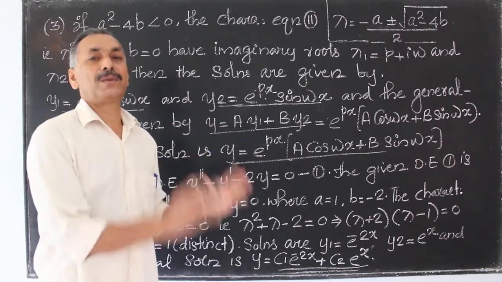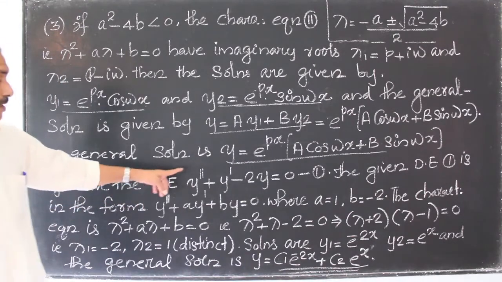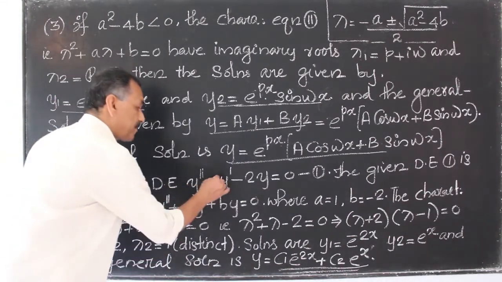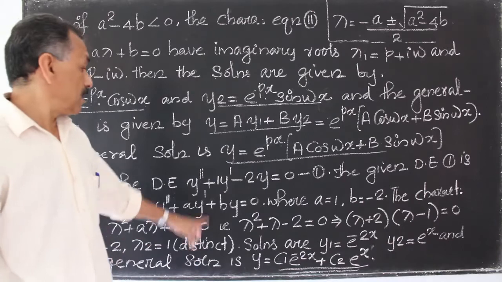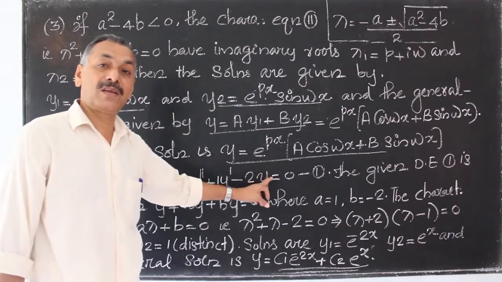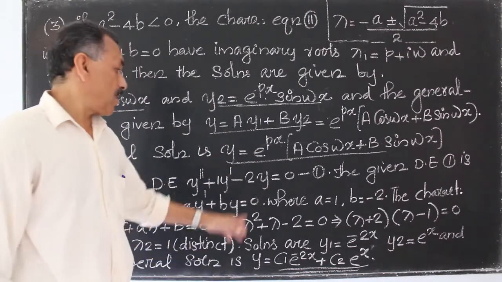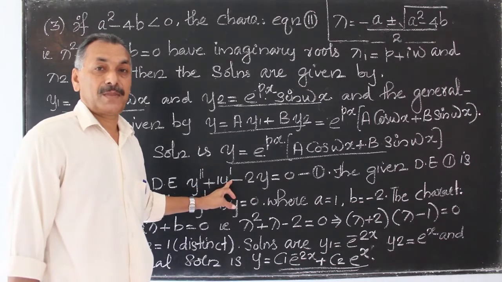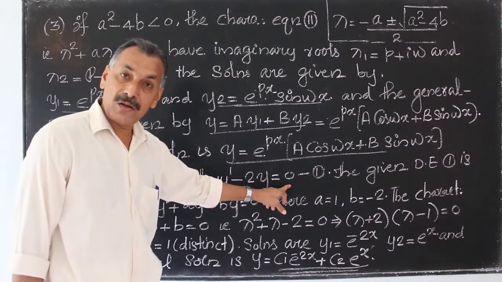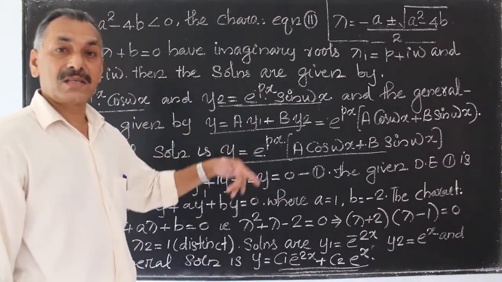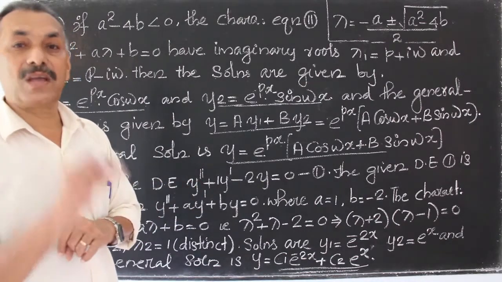Okay, now let's consider an example. Solve the differential equation y double dash plus y dash minus 2y is equal to 0. Here we have y double dash, y dash and y, all of degree 1 and linear, with constant coefficients. That is, the given differential equation is a second order homogeneous equation with the right side 0. Moreover, the coefficients are constants, so it is a second order linear homogeneous differential equation with constant coefficients.